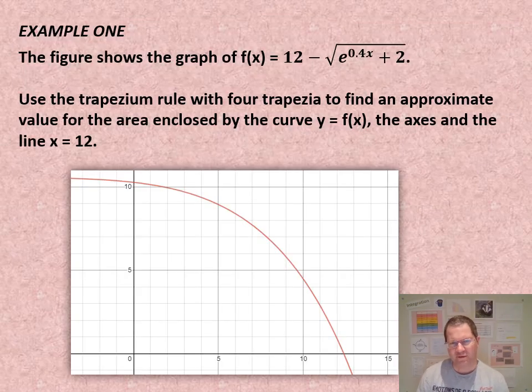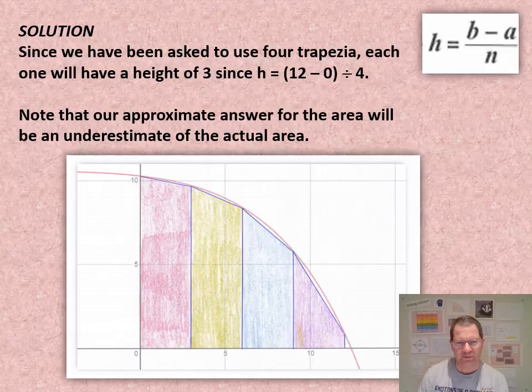For example 1, the figure shows the graph of f of x equals 12 minus the square root of e to the 0.4x plus 2. We've been asked to use the trapezium rule with 4 trapezia to find an approximate value for the area enclosed by the curve y equals f of x, the axes, and the line x equals 12. So since we've been asked to use 4 trapezia, each one will have a height of 3.